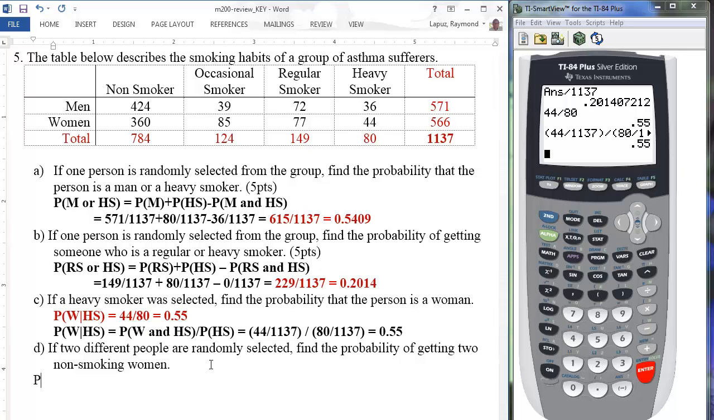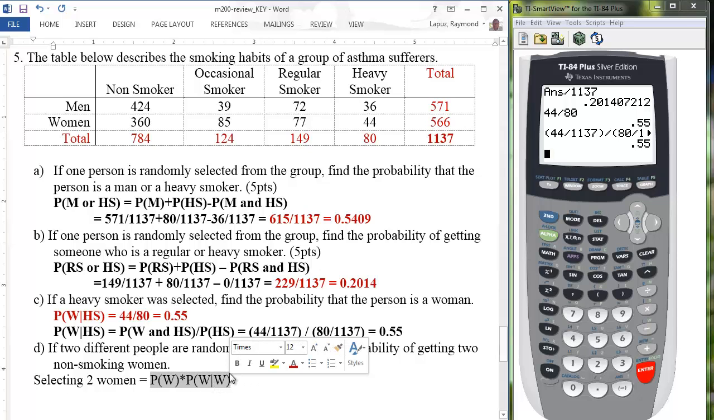So that one would be the probability. Let's write it out in words first. Selecting two women, and let's say that's the probability of getting a woman times the probability of getting a woman, provided that we have already selected a woman. Without replacement, that's going to make a difference here. With replacement, P of W given W is the same thing as P of W, but without replacement it's going to be different.